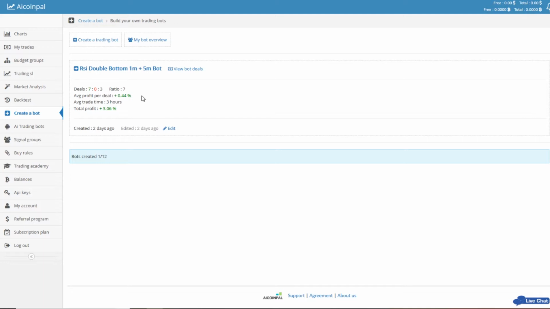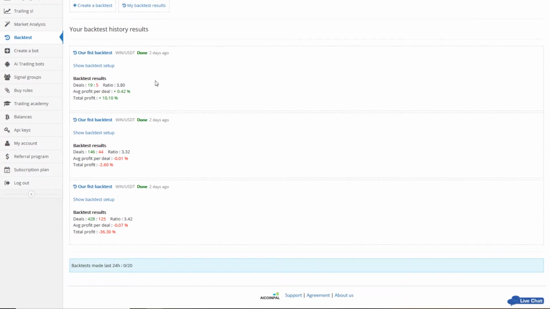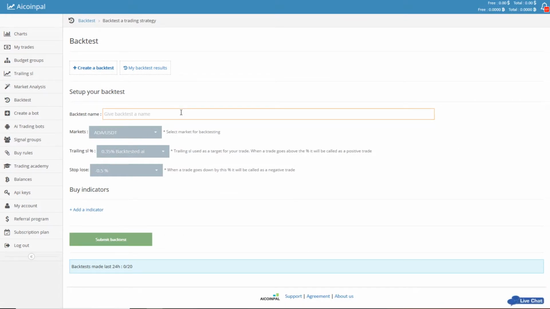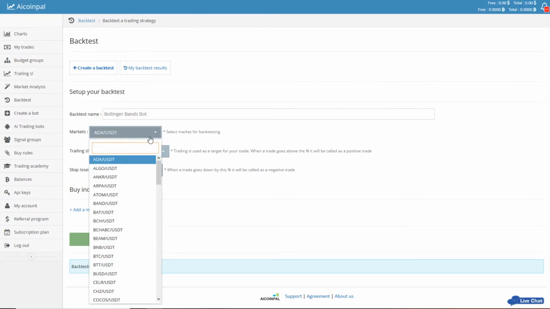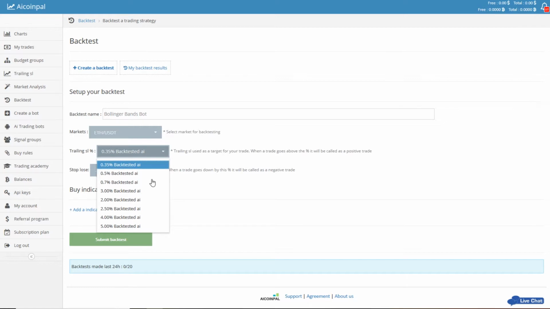But before we start making this bot, we will try out backtesting. These are the previous backtests we have made so far, and we will add another backtesting strategy and call it Bollinger Bands bot, and we will test it on Ethereum USDT. In this strategy I want to use 0.5% profit and a stop loss of -3%.